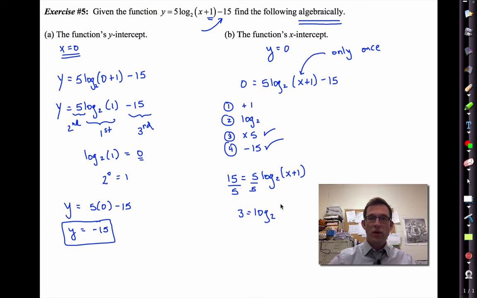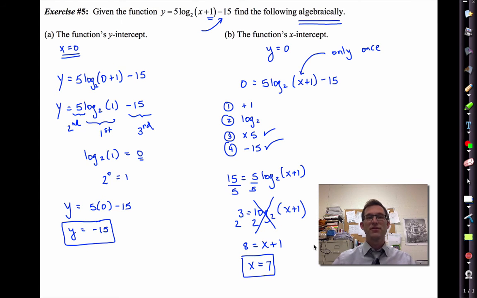Now the question is, well, how do we undo the logarithm? We always have to apply the inverse of whatever's been done. So we add to invert the subtraction. We divide to invert the multiplication. And we exponentiate base 2 to get rid of a log base 2. Those literally cancel each other out. 2 to the third is 8. And then we subtract 1 from both sides. And our x-intercept is x equals 7.